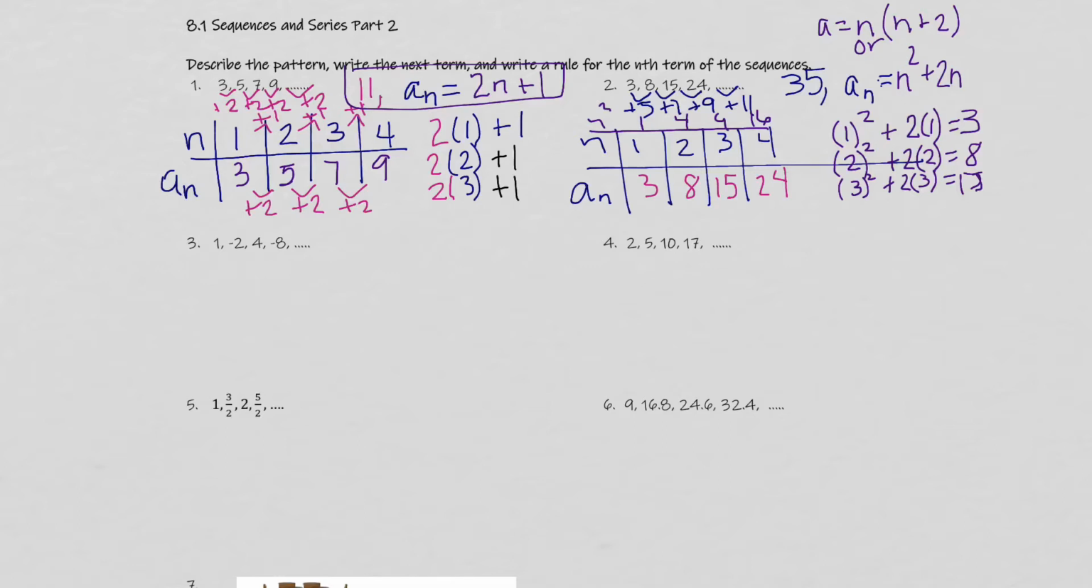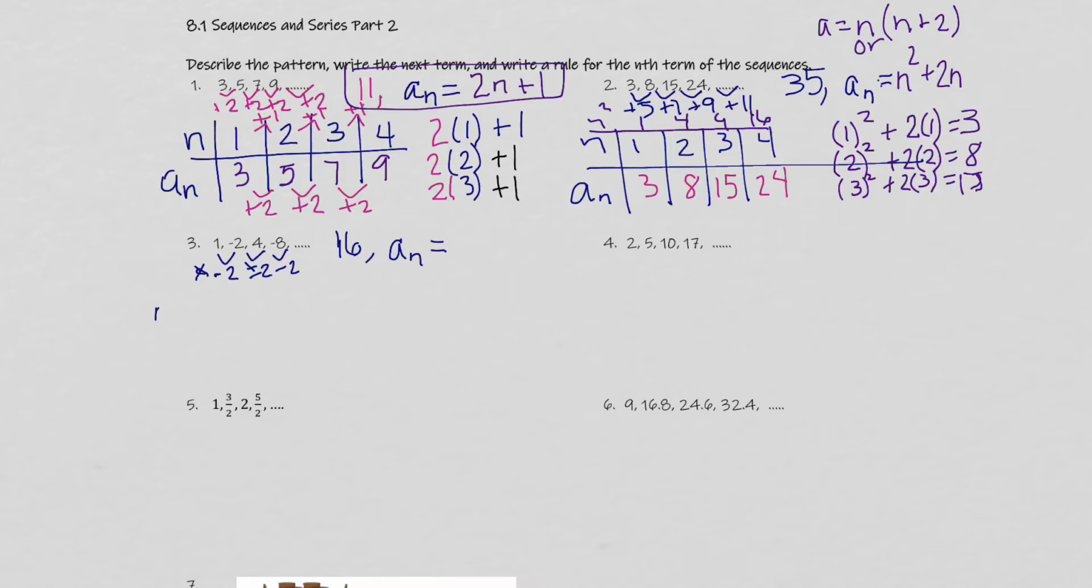So number 3 says 1, negative 2, 4, negative 8. I'm going to notice a couple different things here on this one. The first one is that this is being multiplied, right? I'm multiplying by negative 2. Negative 2 times negative 2, again multiplying by negative 2. So when I take negative 8 times negative 2, my next term is going to be 16. Okay? I need to find my a sub n.